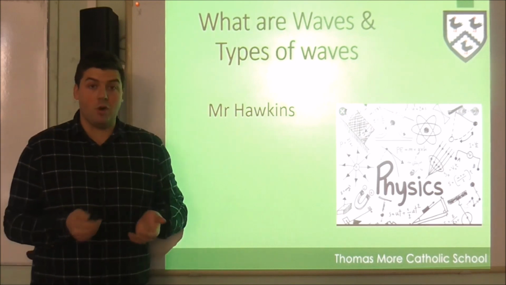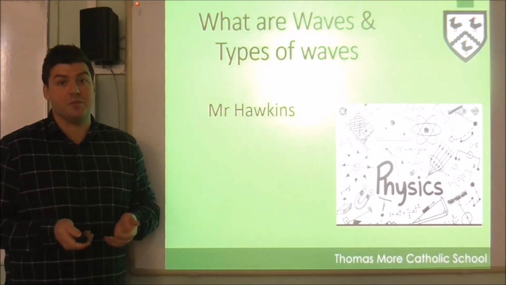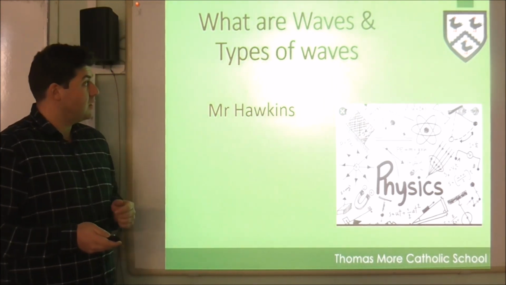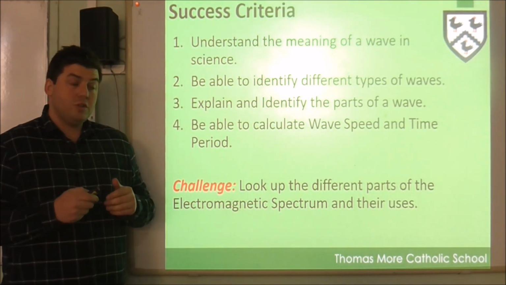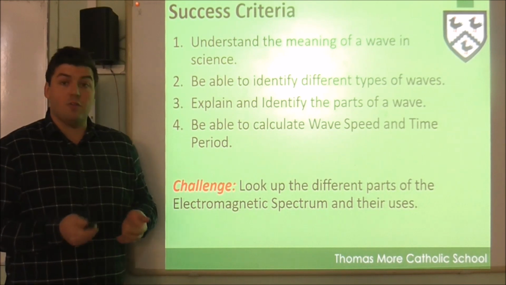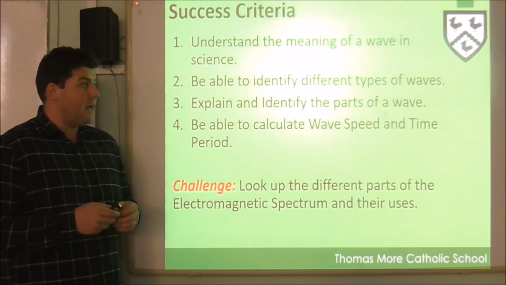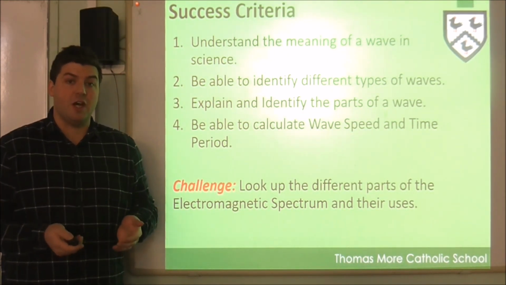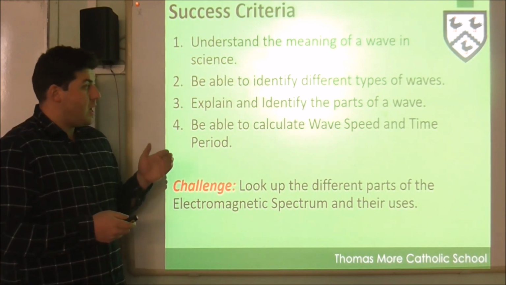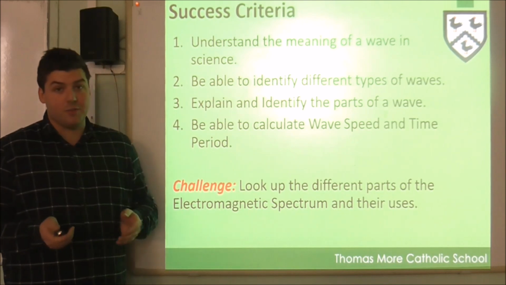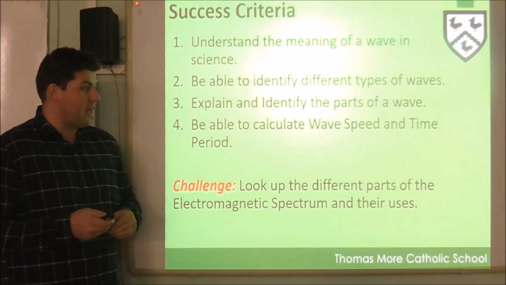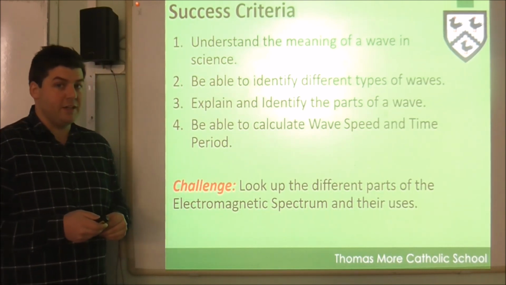Today we're going to look at what waves are and the different types of waves. Today's success criteria is as follows: to understand the meaning of a wave in science, be able to identify the different types of waves, explain, identify and label the parts of a wave, and be able to calculate wave speed and time period.